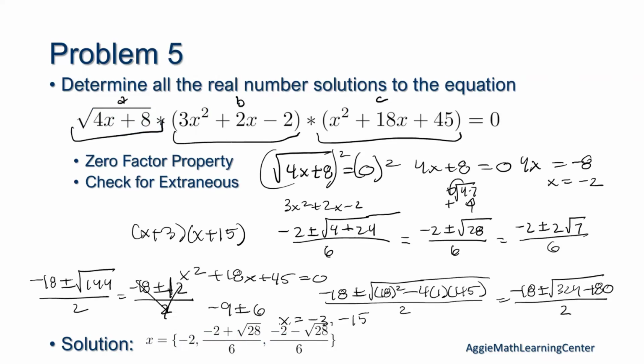So the reason why the other two don't work is that if you plug them into the first part that has a square root, you'll get a negative number. And so when it says determine all the real number solutions, it wouldn't work. But if it just said determine all solutions, or determine all complex number solutions, it would. Yes, that makes sense.